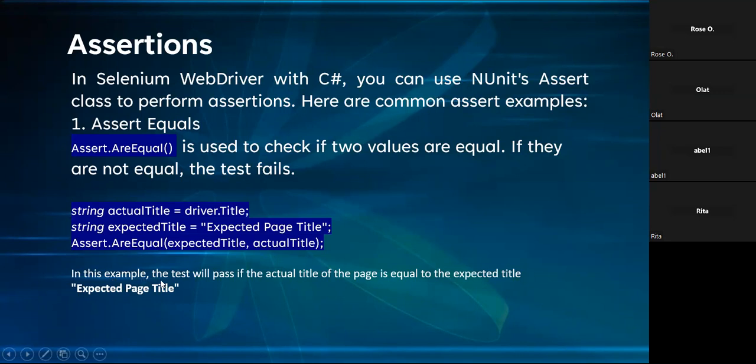In this example, the test will pass if the actual title of the page is equal to the expected page title. Like this particular one, you can use it to assert a page title or website. That is the URL of the website.